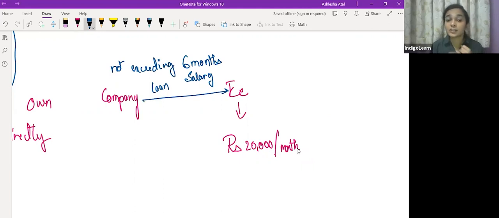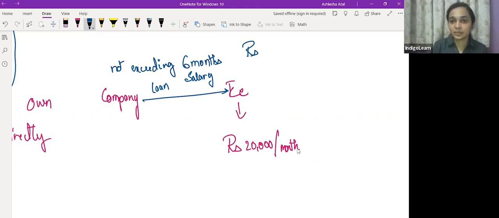ठीक है? So company can provide loan to its employee which is not exceeding his 6-month salary. तो यहाँ पे उसका 6 months का salary कितना होगा? 20,000 per month. What would be his 6-month salary?